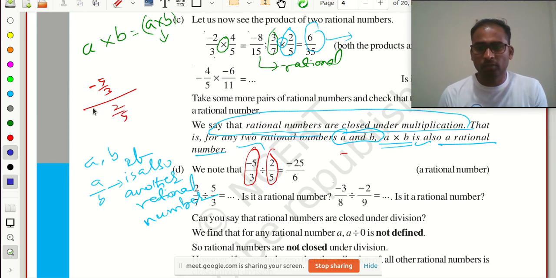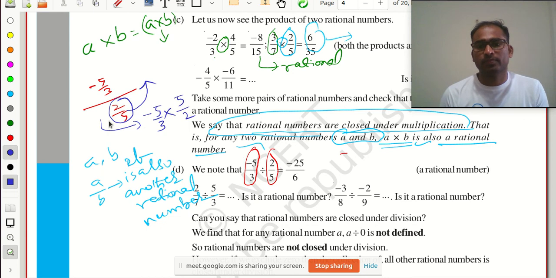What is the value of this one? It is simple. How to calculate the division of two rational numbers? I am telling you all. Just write minus 5 by 3 here and multiply. Just take the reciprocal of this. Reciprocal means 2 by 5 is there, no? Just make it 5 by 2.